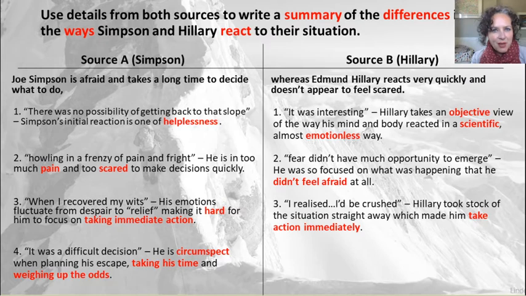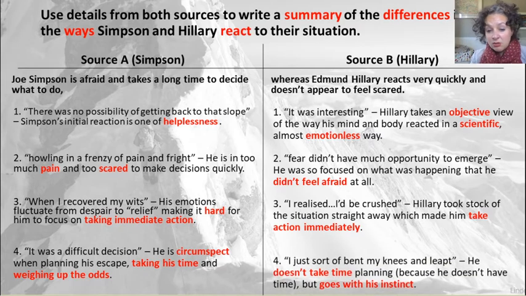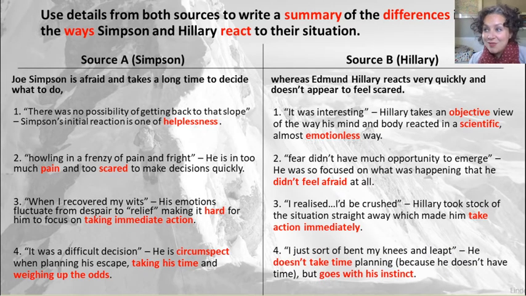Is Edmund Hillary circumspect? Well, he didn't take his time in thinking about the consequences when he decided to jump across the crevasse in the first place, did he? He says he just rushed ahead. So I would suggest no. His response to getting himself out of the situation is to say, "I just sort of bent my knees and leapt." That's how he got out of it. There's no planning going on here. We can infer from this that he doesn't take time planning because he doesn't have any time. He's in free fall, isn't he? He goes with his gut instinct. So in that regard, they're quite different, aren't they?